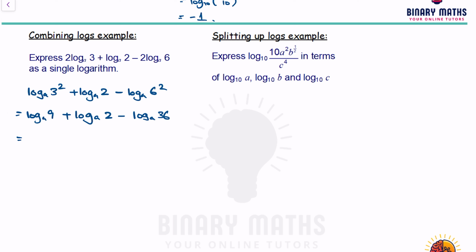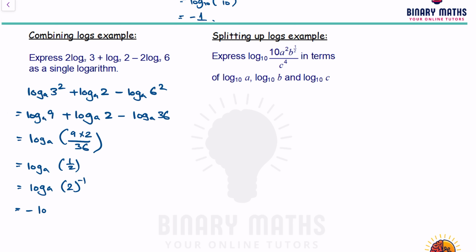Because all the logs have the same base, I can just work the sum from left to right. It's the same thing as 9 times 2, subtract log base a of 36, so it's divided by 36. So I get log base a of 18 over 36, which is equal to a half. Log base a of a half can be written as log base a of 2 to the power of minus 1. So the minus 1 comes down, so it becomes minus 1 times log base a of 2. And that's as much as I can simplify that one.